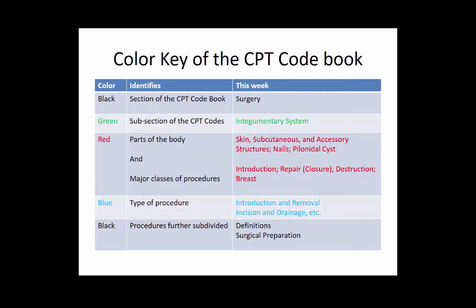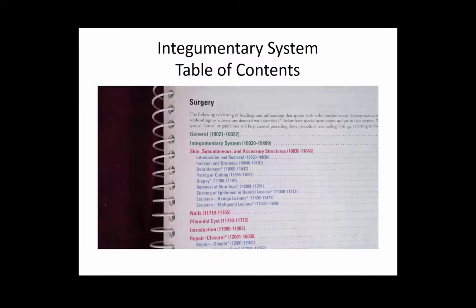Then the blue font represents a type of procedure. For example, introduction and removal, incision and drainage, those types of things. And then it's further subdivided by black again, looking at definitions and surgical preparations. So if you learn that about the code book, it really does help you navigate it quicker when you start looking for a code. If you go to the table of contents within the integumentary system, you see those colors that we just referred to in the previous slide, where the red is the parts of the integumentary system, the blue are types of procedures. Okay? Just another way to get very familiar with your code book.